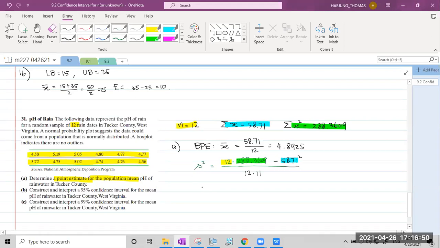Okay, so the sample variance will be, let's compute those, 12 times 288.3609 minus 58.71 squared, all of them divided by 12 times 11. I get 0.10202. So the sample standard deviation will be the square root of that.